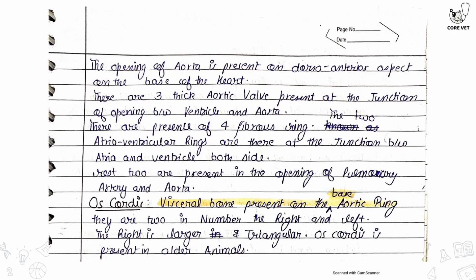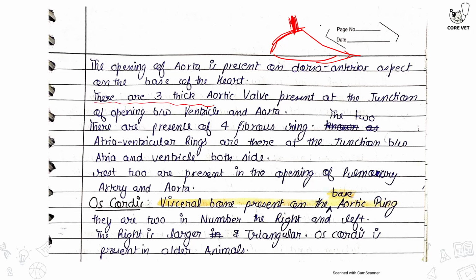The opening of the aorta is on the dorso-anterior aspect of the base of the heart. So if this is the base of the heart, then on the dorso-anterior part, if this is the shape of the heart, then on the dorsal anterior aspect of the heart there will be the opening of the aorta.